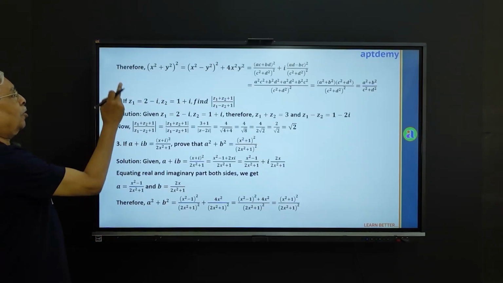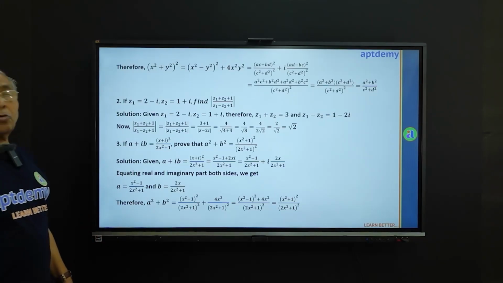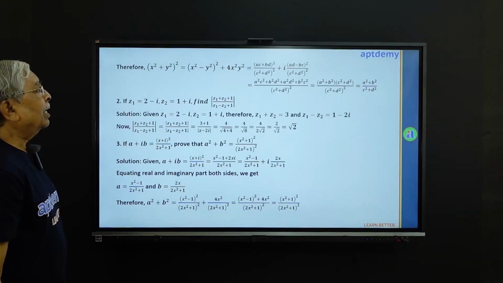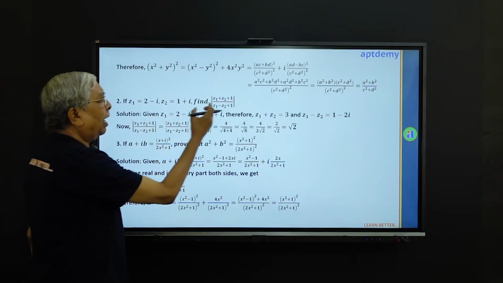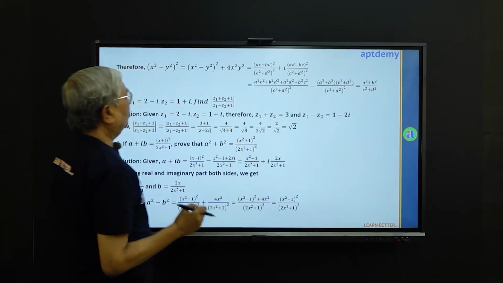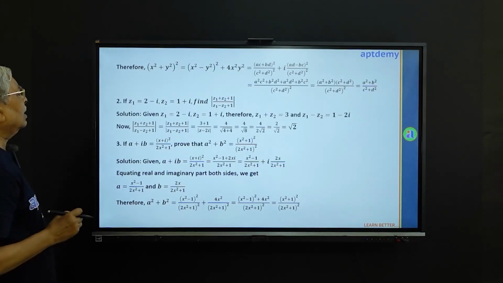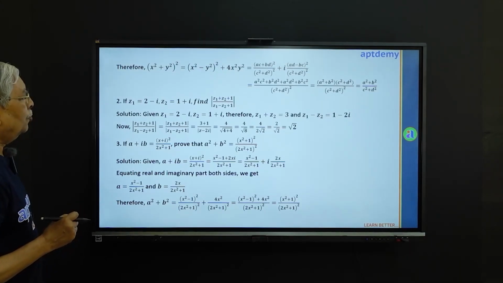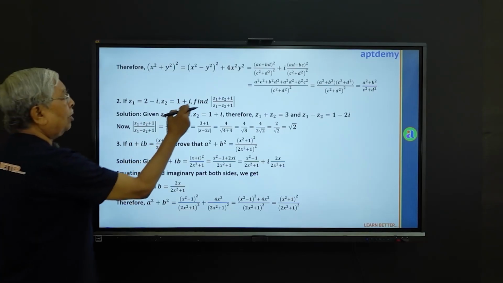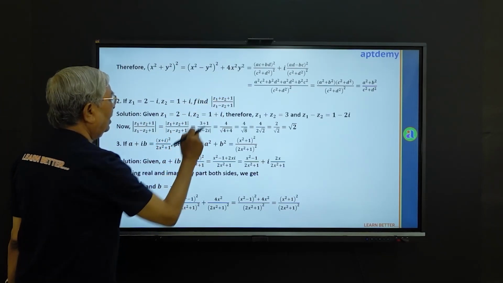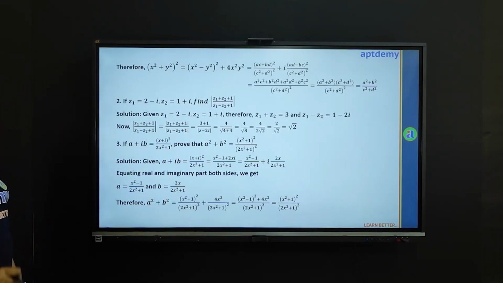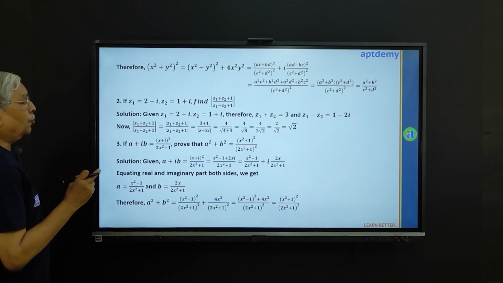Next, (a plus b) whole square means (a minus b) whole square plus 4ab. So put here after simplification, that will give the result. Next problem is, you are given two complex numbers z1 and z2. Find the modulus of z1 plus z2 plus 1, z1 minus z2 plus 1. First put the values of z1 and z2.